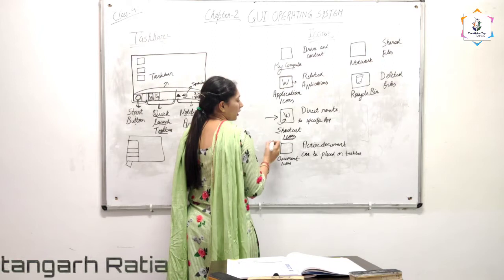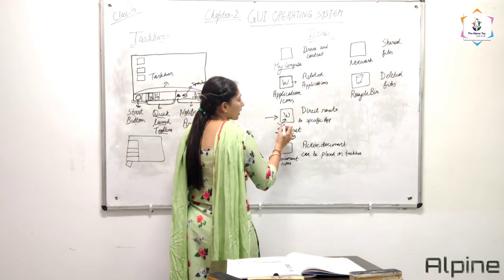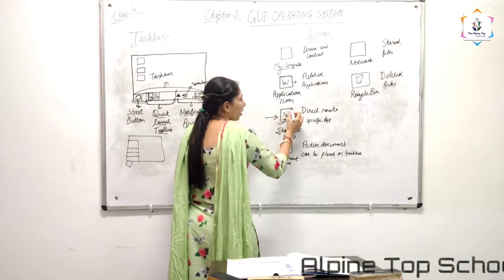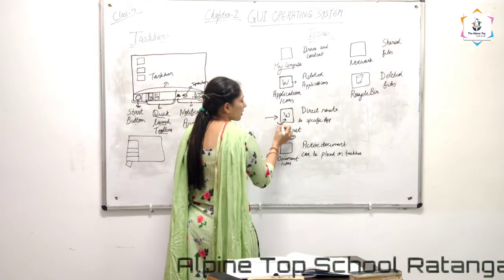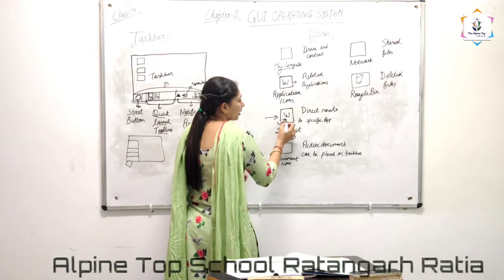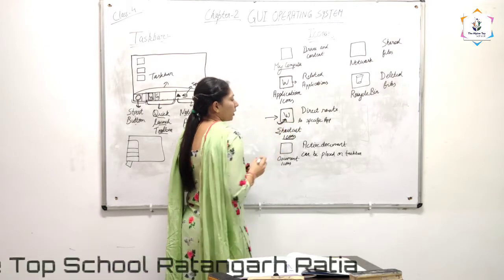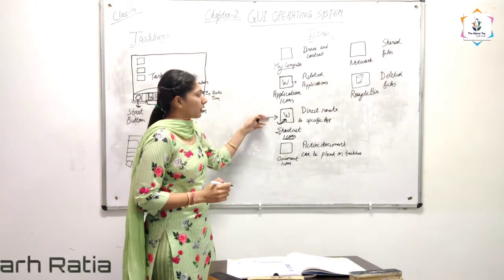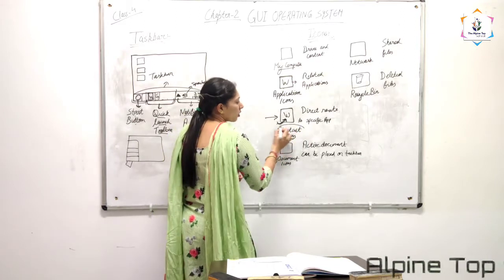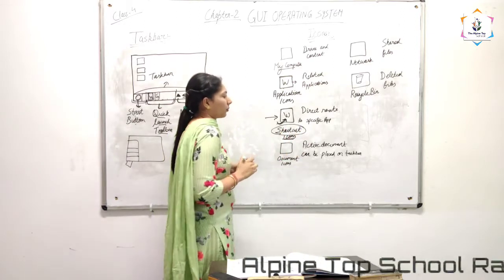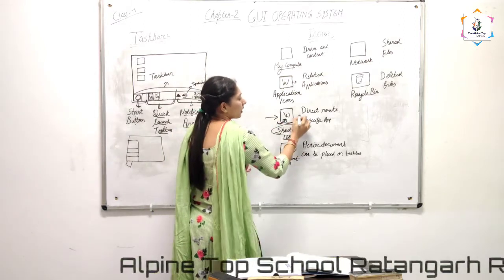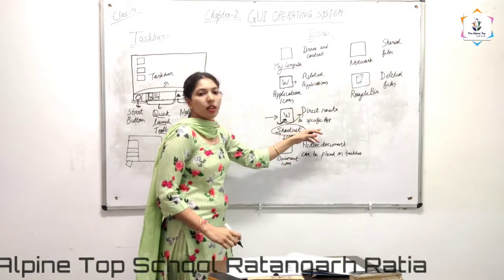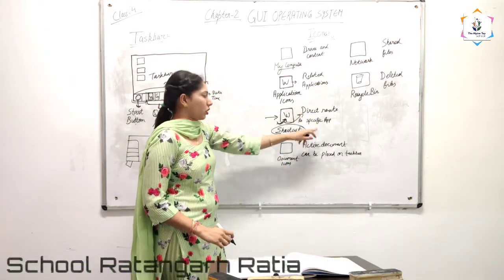Now next we have to study our shortcut icons. What are shortcut icons? These are icons created on the desktop. You can see what is unique about it. This is arrow on the bottom of it, which makes it unique from other icons. That's why this is known as shortcut icon. This provides us the direct route to the specific application.